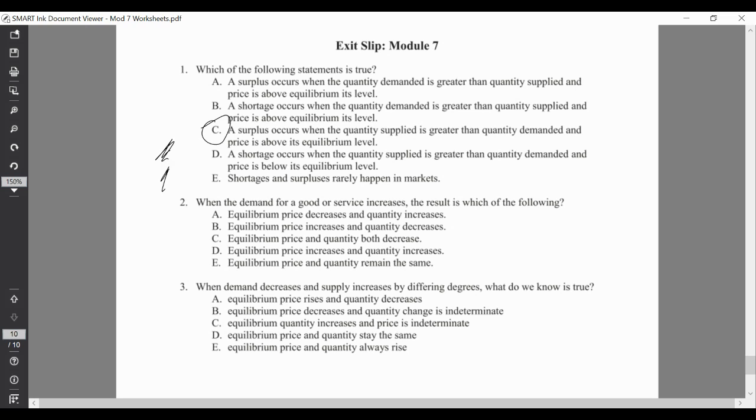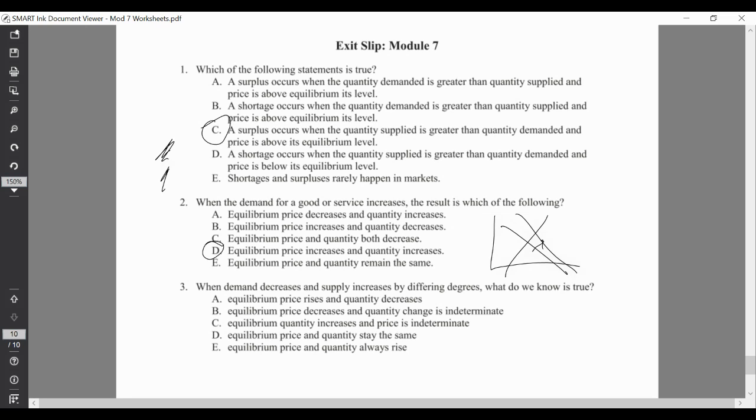A surplus occurs when the quantity supplied is greater than quantity demanded and the price is above equilibrium. For number 2, when the demand for a good or service increases, which of the following results? Okay, that would be D, right? Equilibrium price will increase and quantity will increase because we go here, there's an increase in demand, a shift right in demand.